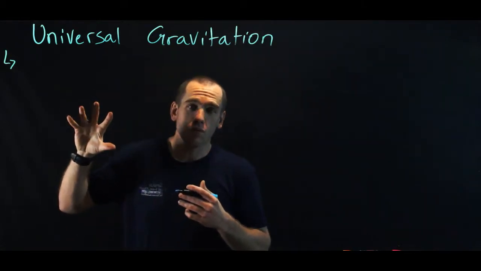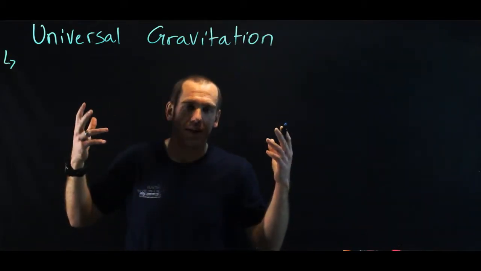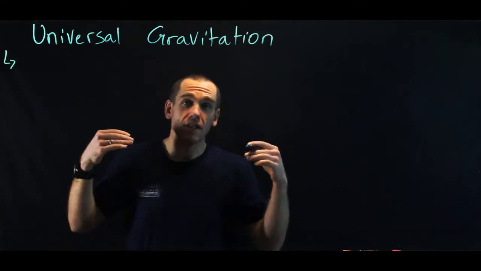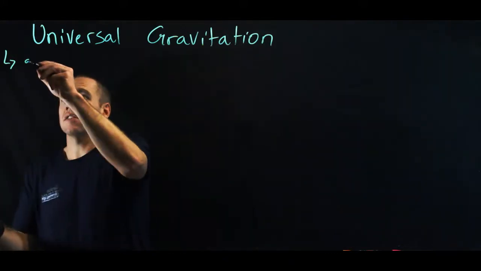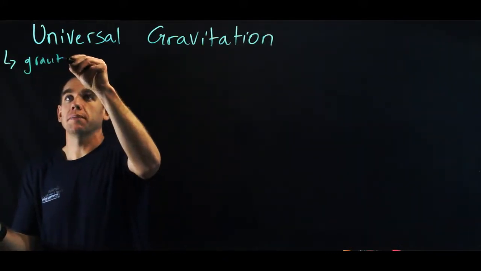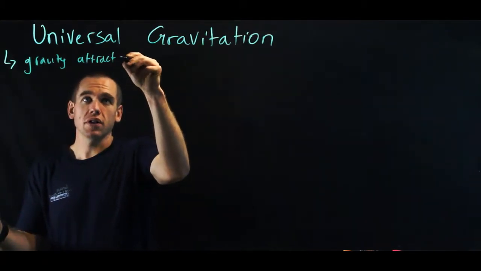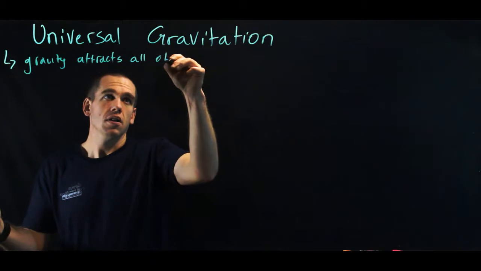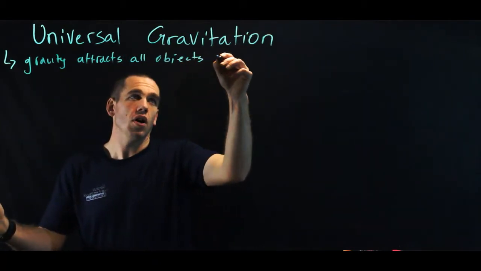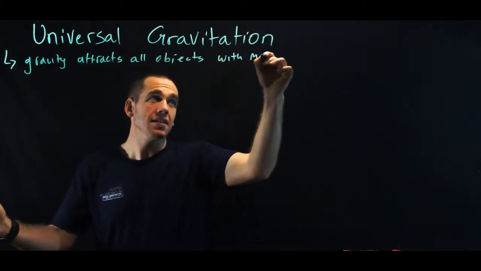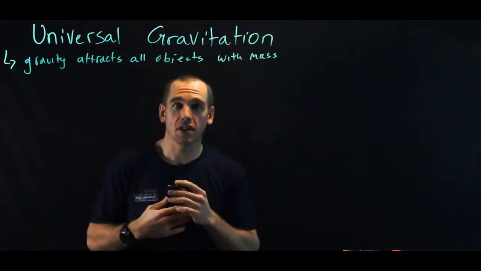So Newton, when they say he discovered gravity, that's not what they mean. What Newton did was he said gravity is universal. Gravity acts between all objects with mass. Okay? So it's an attractive force and it acts between all objects with mass. And Newton did the math and took it a step further than that.